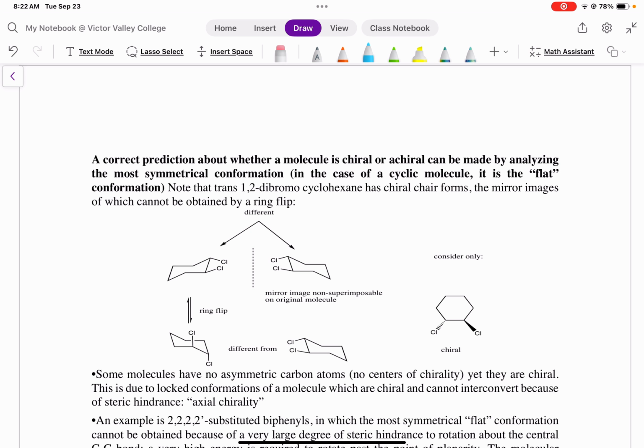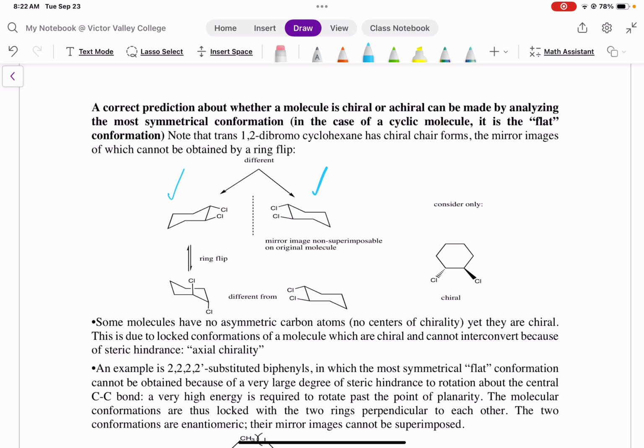Okay, let's take a look at more examples. These two, you cannot slide one over, enantiomers. So this molecule is chiral, meaning it has a mirror image that's not stackable. Right? Not stackable. Chiral, there's no way you can move one over and stack them.